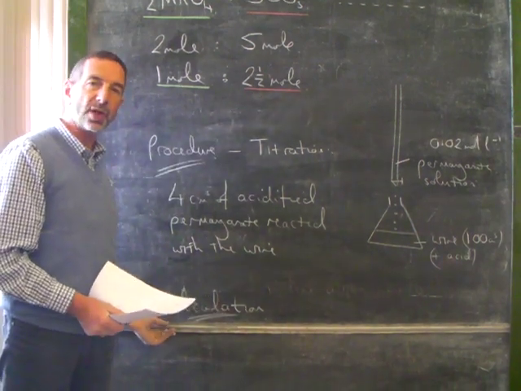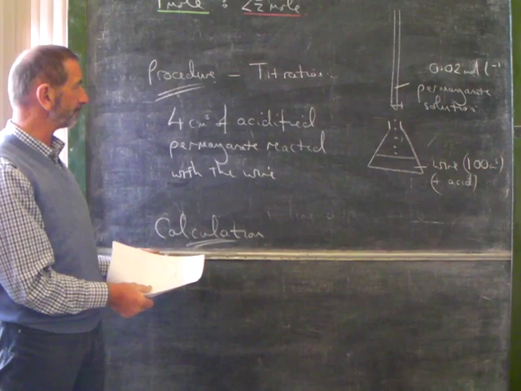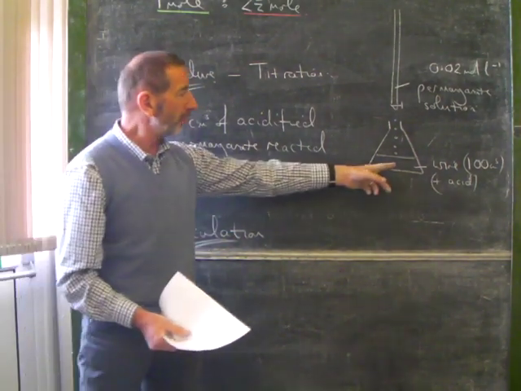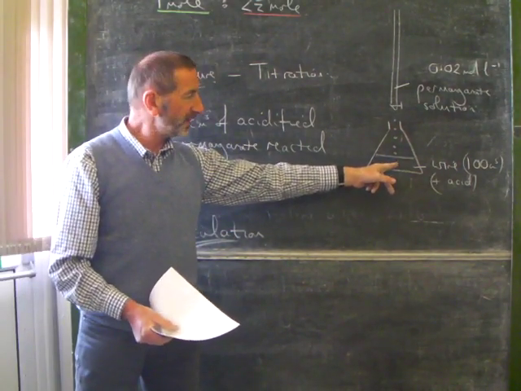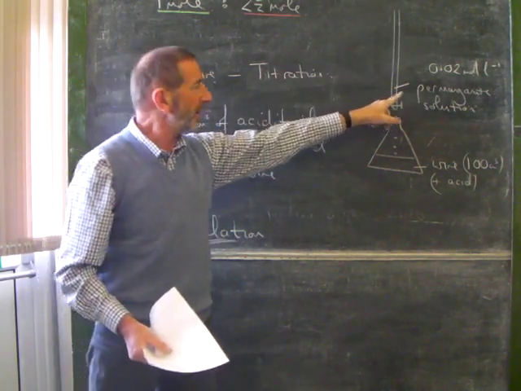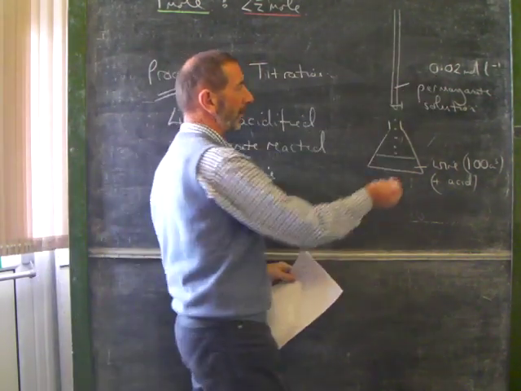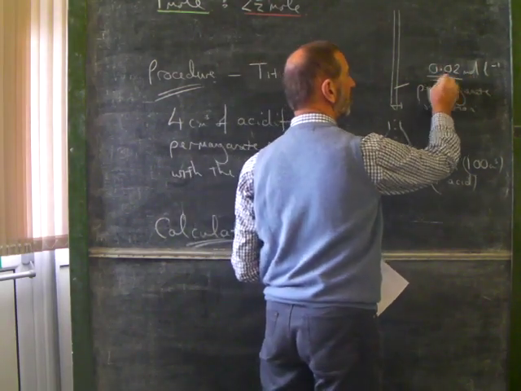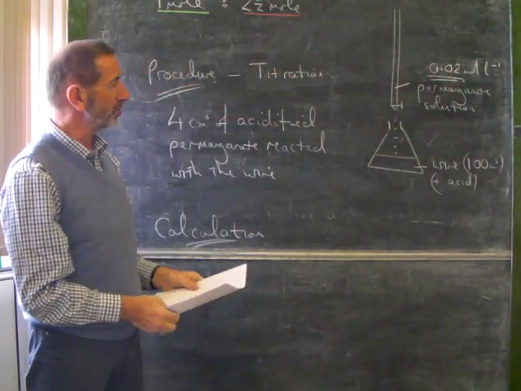How would you actually do such an experiment? How would you carry it out? Well, you could, for example, put a sample of wine in a flask. You could put permanganate solution, which you made up, in a burette. I'm suggesting that permanganate has a concentration of 0.02 moles per litre.